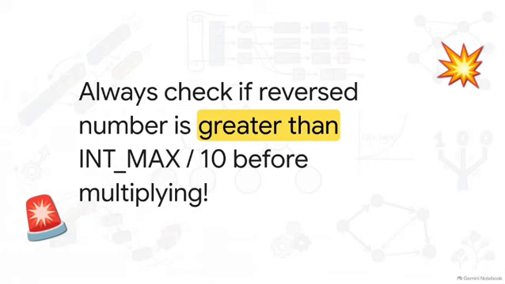But watch out, because this is where the overflow trap gets you. Reversing a number can easily push it out of the standard 32-bit integer range. The second we multiply our reversed number by 10, we risk exceeding the max integer limit and crashing the whole thing.